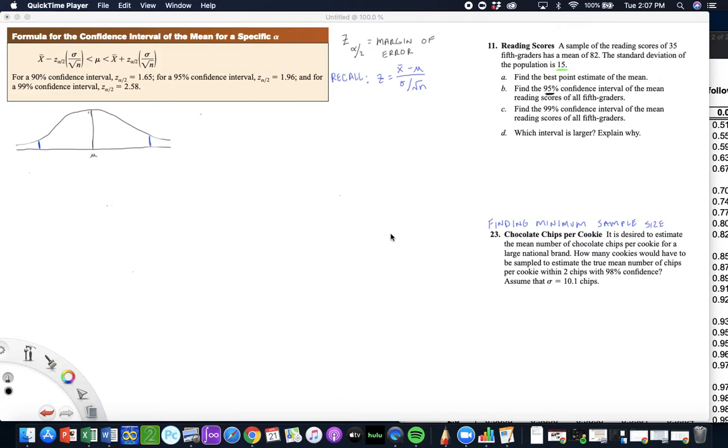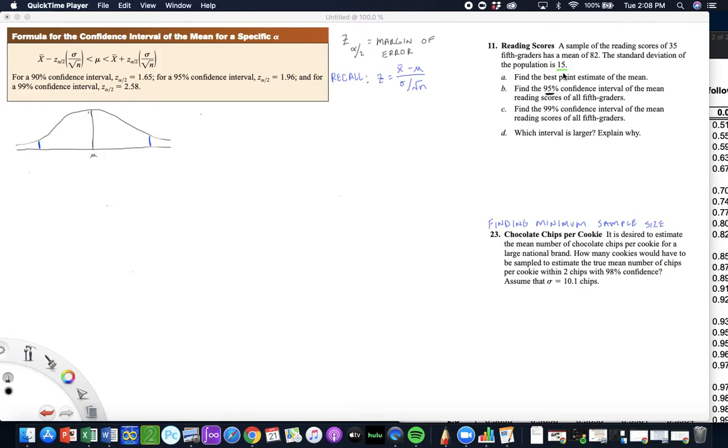So in this case, we're going to take the sample given to us, and we're going to try to create some intervals where we believe the population mean will exist, okay? What you'll notice in this first section is called the confidence intervals for the mean when the standard deviation is known, okay? If you're looking at this problem right here, we have a sample of reading scores of 35 fifth graders with a mean of 82, and the standard deviation of the population is 15. So if we know the standard deviation of the population, this is the specific skill we're going to use to try to predict the mean, okay?